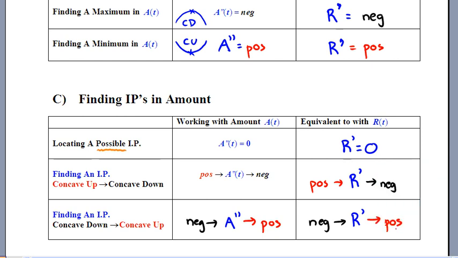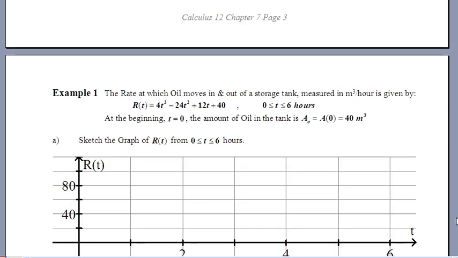If the R prime did that, then you would know that the graph of A would have an inflection point. Okay, we're going to try this out with just 2 examples. They're not super short examples. They each go for a couple of pages, but we can actually give this a good try.